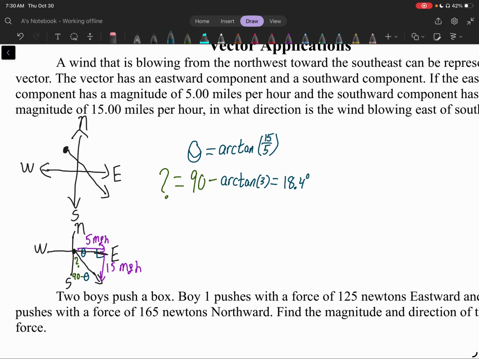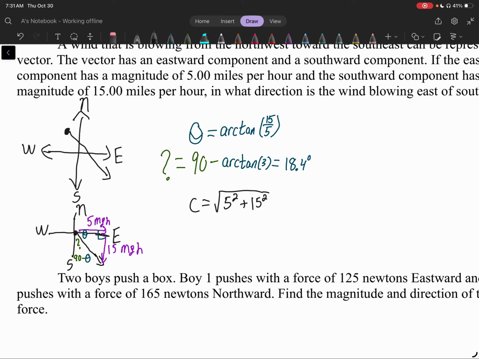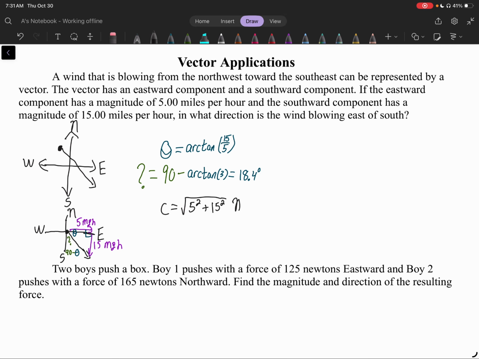Quick reminder, if this had asked for the magnitude, what I would be doing is taking the hypotenuse, finding it, Pythagorean theorem, but C, my magnitude, would be equal to the square root of 5 squared plus 15 squared. You would type that in, you'd get your magnitude. And it would be in miles per hour for this problem. That's not what the question asks for this one, but it will ask you for magnitude in the next two problems.